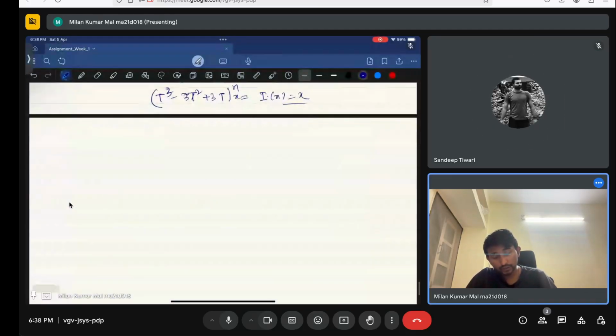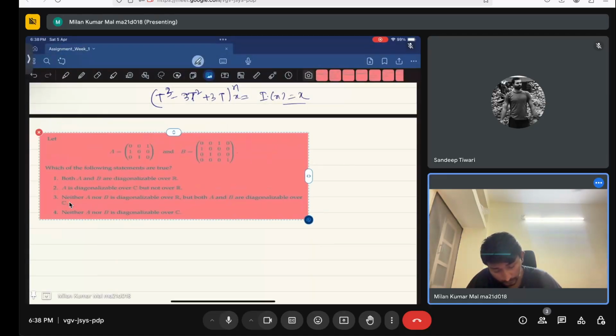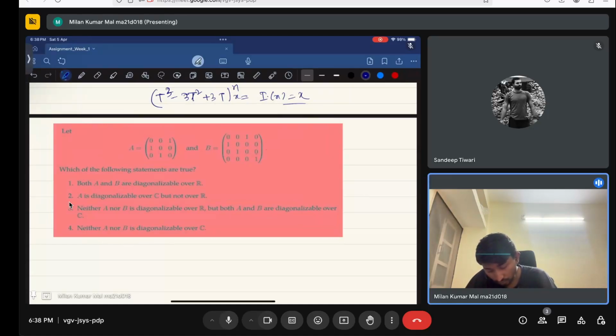Yes. So let's go to the second one. I think this is the second one. So what it says: let A be this matrix given and B be this matrix given. Which of the following statements is or are correct? Both A and B are diagonalizable over R.